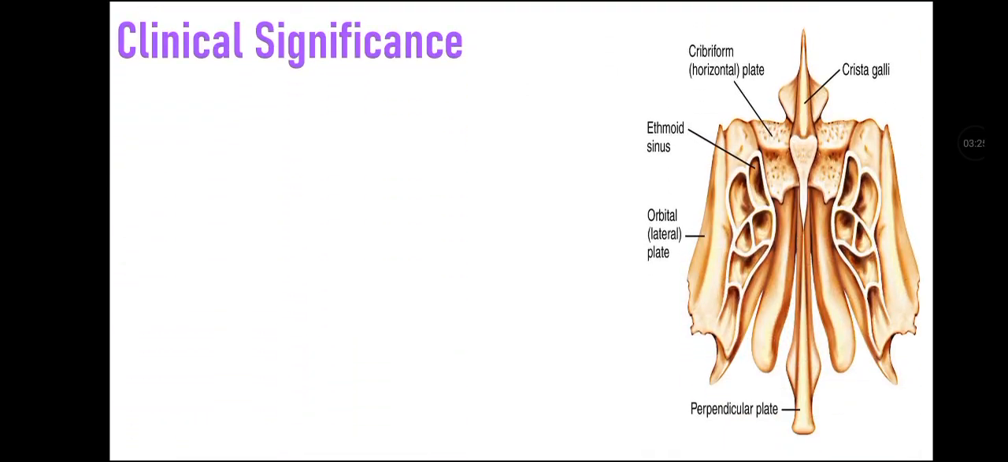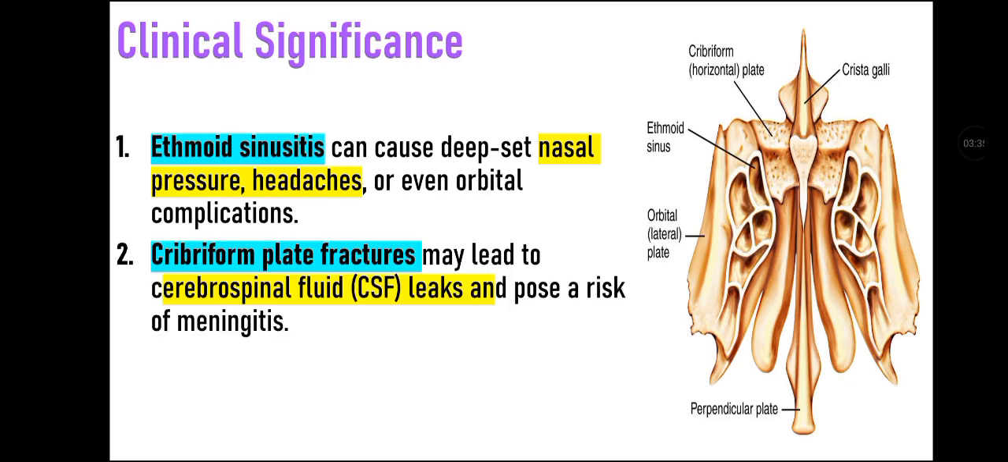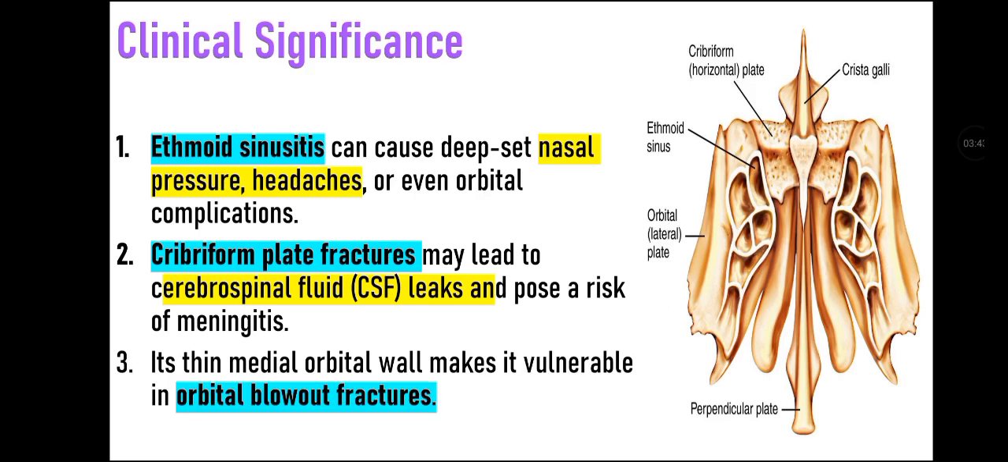Now let's talk about clinical significance of ethmoid bone. The first is ethmoidal sinusitis that can cause deep-set nasal pressure, headache, or even orbital complications. Cribriform plate fracture is another clinical significance of ethmoid bone. It may lead to CSF leakage and pose a risk of meningitis. Next, its thin medial orbital wall makes it vulnerable in orbital blowout fractures.